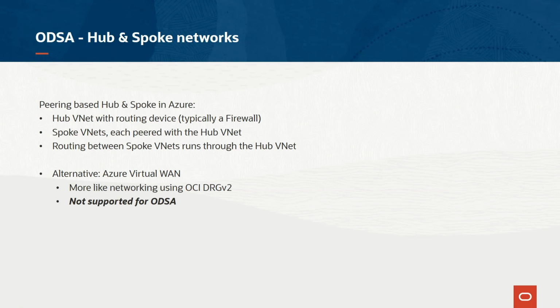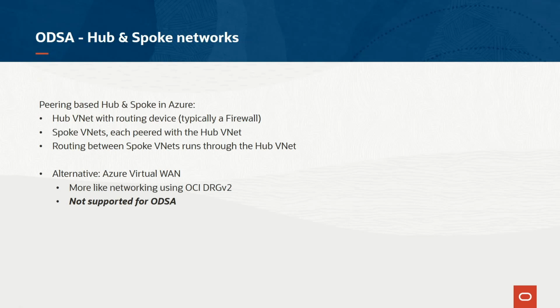An alternative way to do hub and spoke networks in Azure is to use the Azure Virtual WAN. That's a bit more modern than the peering-based hub and spokes, and it is basically a bit like networking using the OCI DRG v2, for those who are more familiar with OCI than with Azure. The problem is that this is currently not supported for ODSA, so you cannot plumb ODSA into a virtual WAN hub and make it accessible to the other elements that connect to that virtual WAN hub.